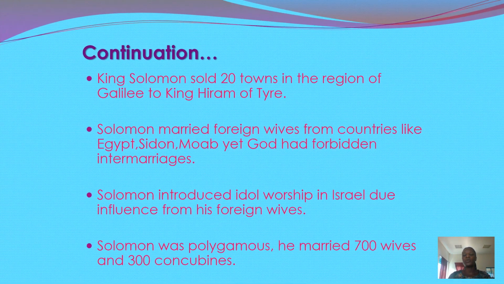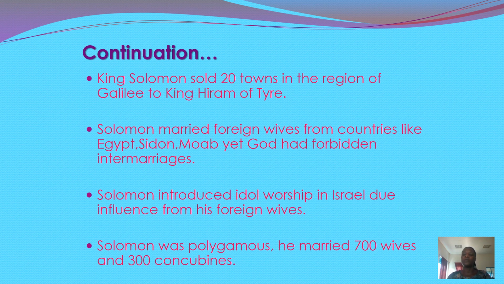He led to national debt when he borrowed a lot of money from Hiram of Tyre to build the Jerusalem temple. We are also seeing Solomon failing as a king when he sold 20 towns to King Hiram of Tyre. The land of Israel belonged to God, so no foreigner was supposed to own it. Selling it was a weakness to the king.